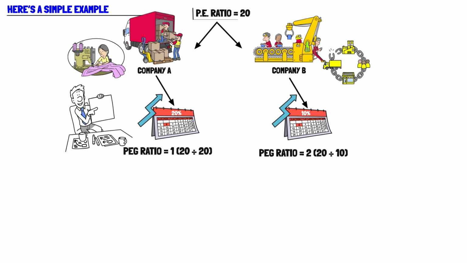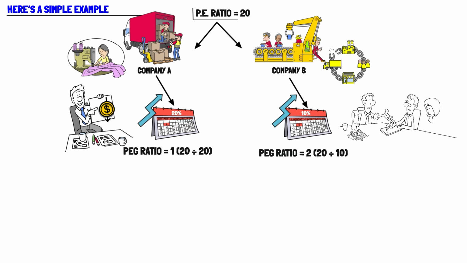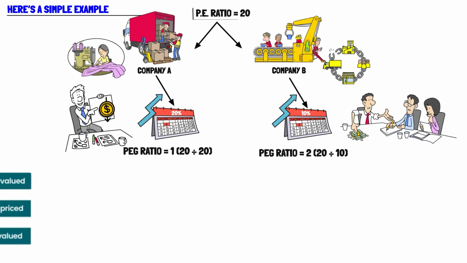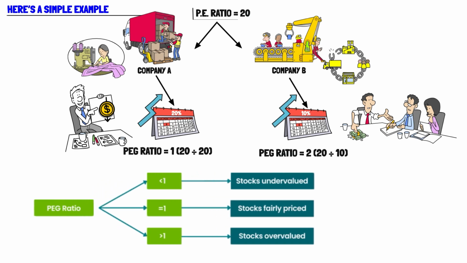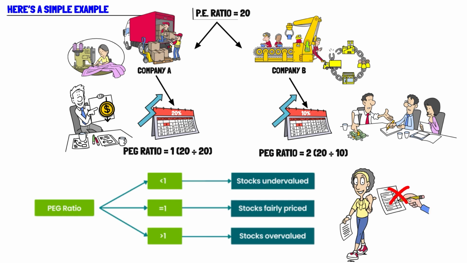Even though both have the same PE, Company A looks better value for its growth. Company B is more expensive once you consider how slowly it's expected to grow. As a rule of thumb, PEG below 1 may be undervalued, PEG around 1, fair value, PEG above 1 may be expensive. These are only guidelines, not hard rules.